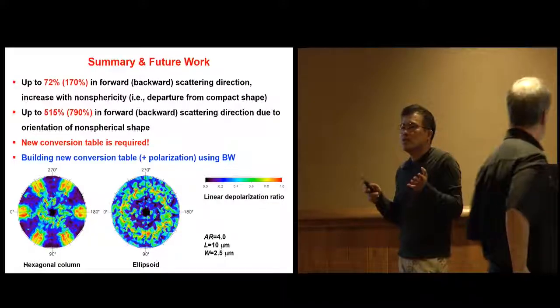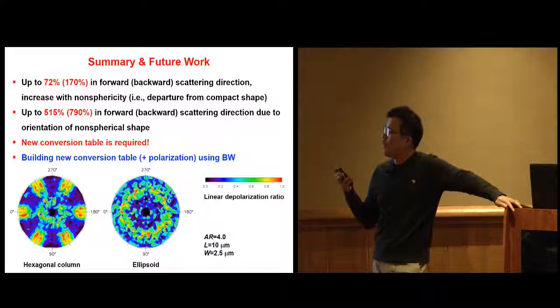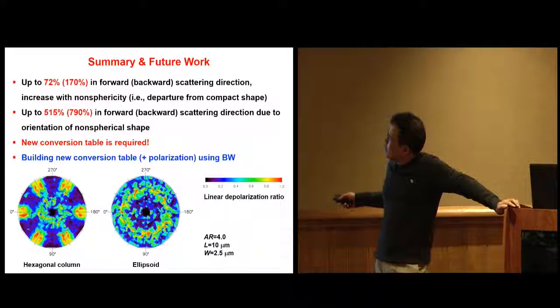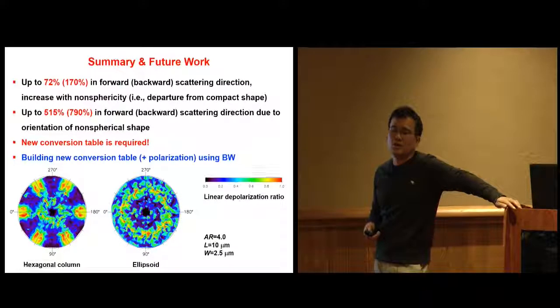to distinguish the thermodynamic phase of each particle and their sizes. Here, for example, the same size hexagonal column and ellipsoid showed totally different linear depolarization ratios.